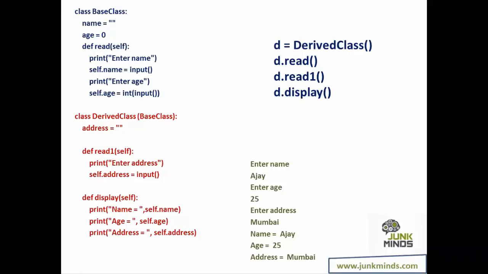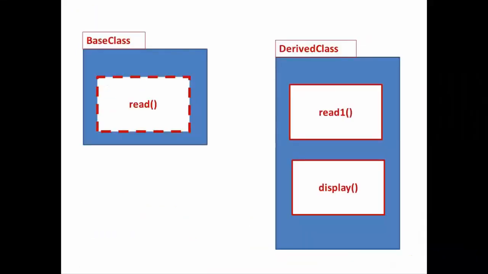Okay, so what we've seen is that we create a base class and then we create a derived class. Basically, this is what we just did. We created a base class, then from this base class, we created this derived class. So this base class's method was also getting invoked, was also getting inherited in the derived class.